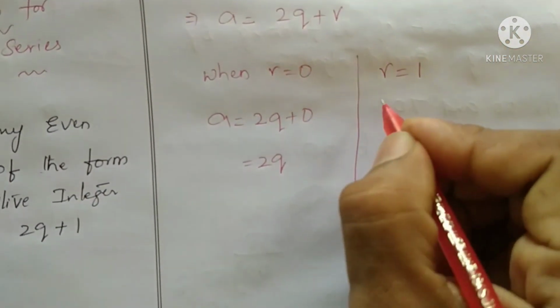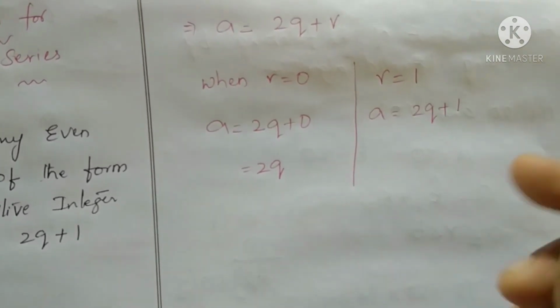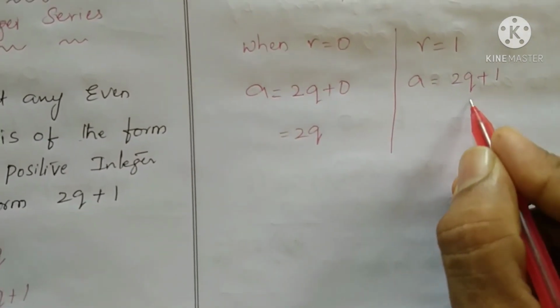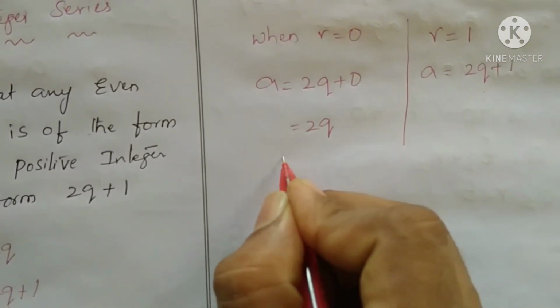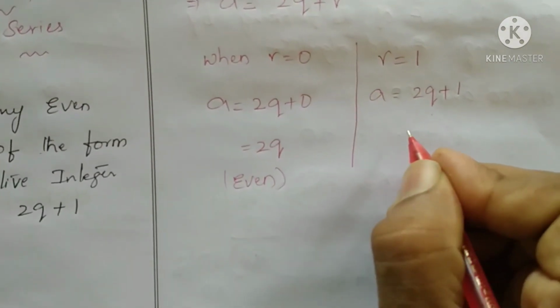When r is equal to 1, a is equal to 2q plus 1. So any even integer is of the form 2q and any odd integer is of the form 2q plus 1. This is even, and this is odd.